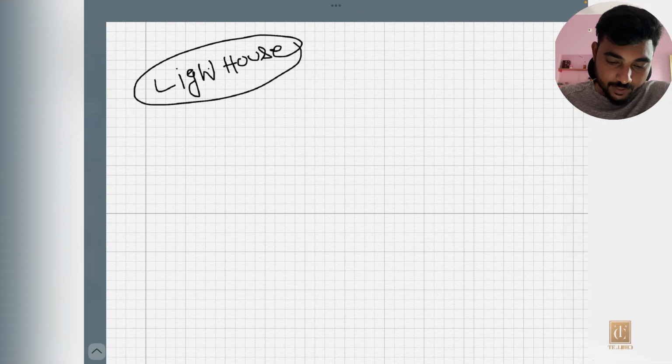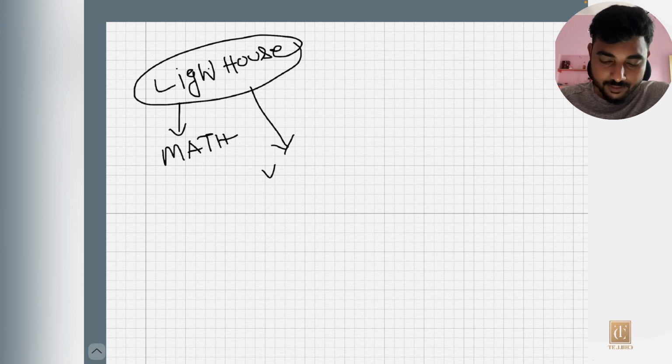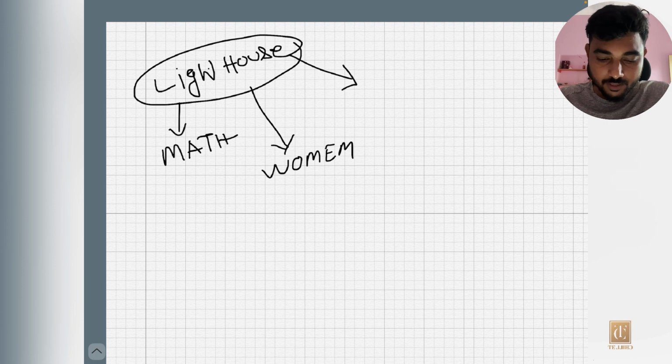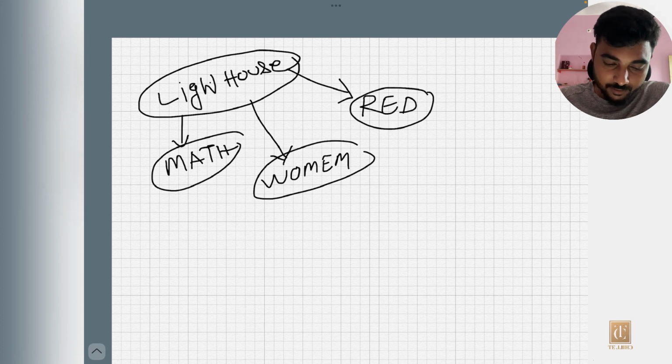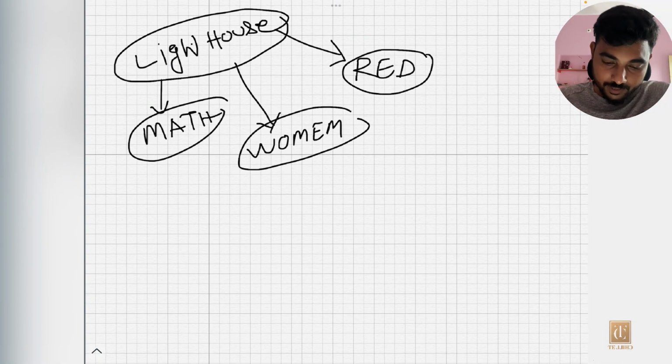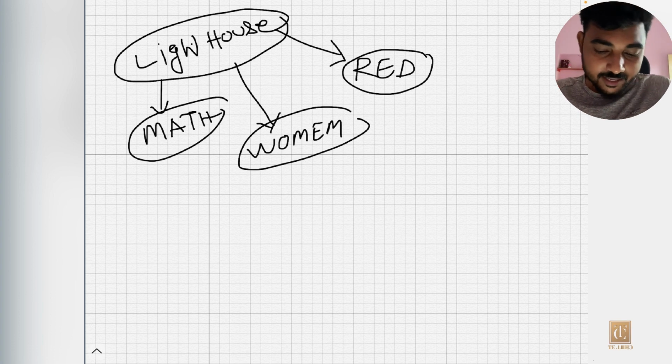Inside that we have to note down some points, like they will teach only math, so I will write math also. The next thing is they will teach only women, so this is specific for women. And the third thing is the red color. The logo will be designed in red color. So these three things we have to make sure are there while creating the logo. Okay, let's start on the logo designing here.